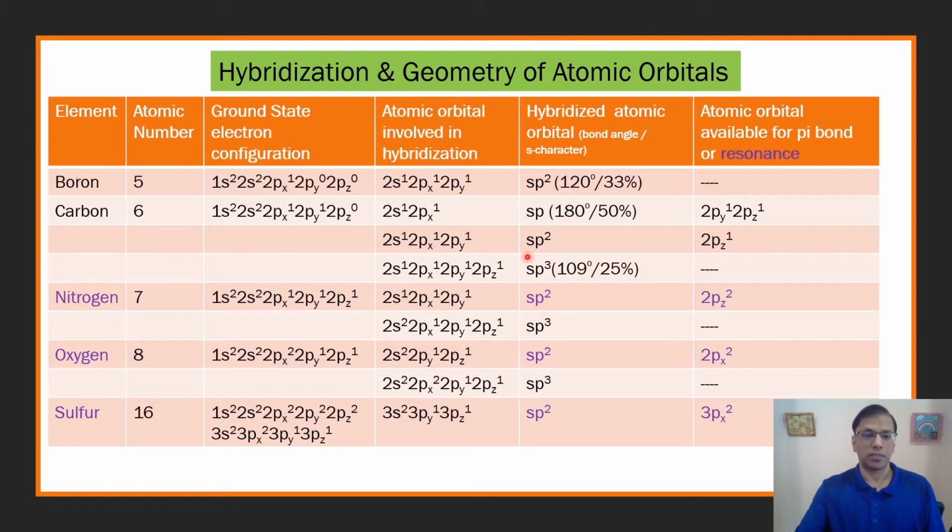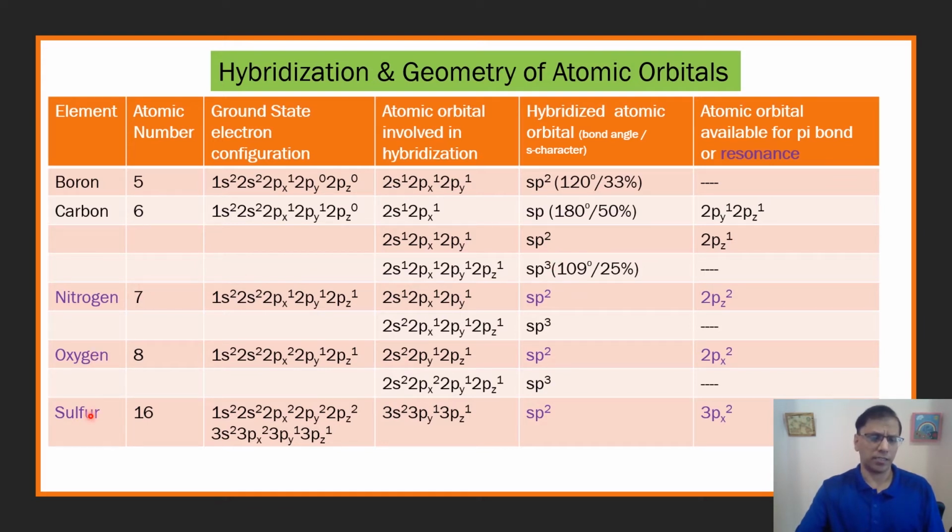A carbon atom can also hybridize to give rise to 4 sp3 hybrid orbitals, and this happens when the s orbital and 3 p orbitals mix. In this case, the 4 sp3 hybrid orbitals have tetrahedral geometry. The bond angle is 109 degrees and the s character is 25%, since the s orbital is split into 4 sp3 hybrid orbitals.